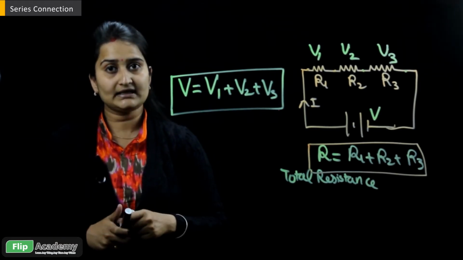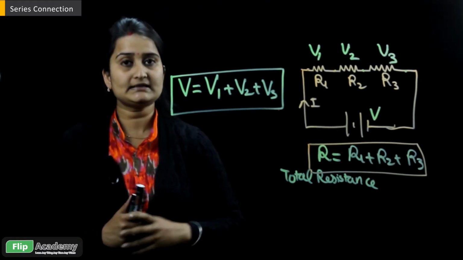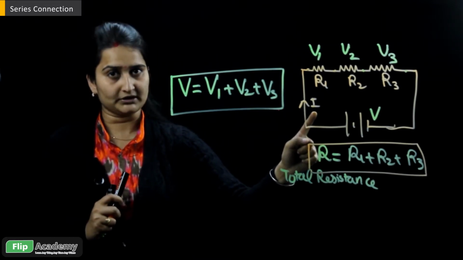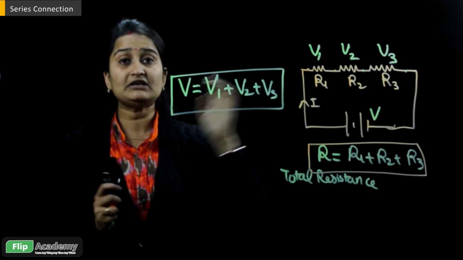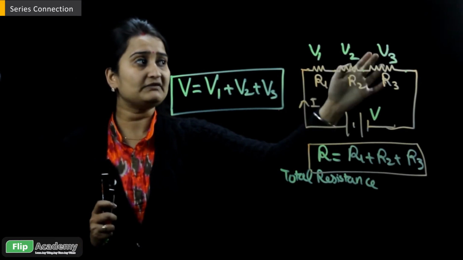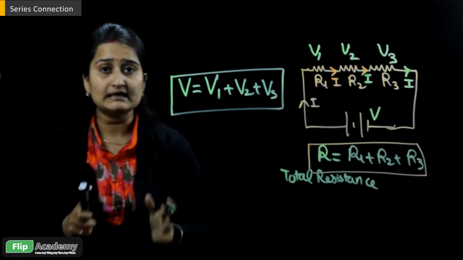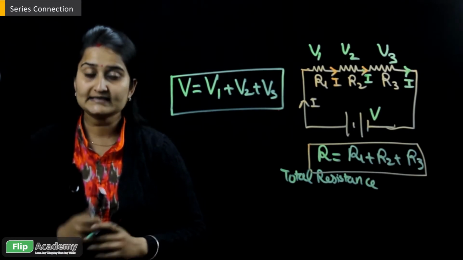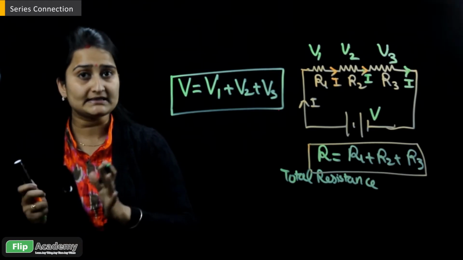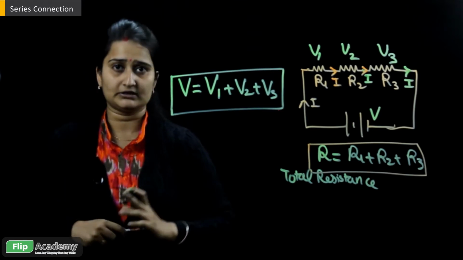Now, second is the case with current. This is the current flowing in the circuit. This current is capital I, that is the total current of the circuit. When it flows through the resistors, it remains the same. It does not change even though V1, V2, V3 are changing. If we measure here, it will also remain the same. That is, in a series connection, the total current remains the same after passing through any appliance connected in the circuit.